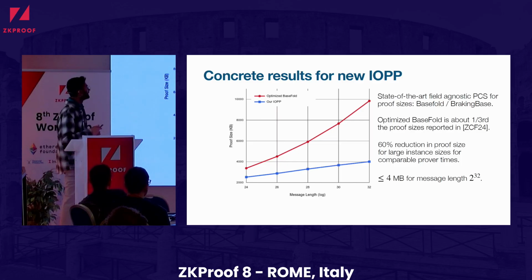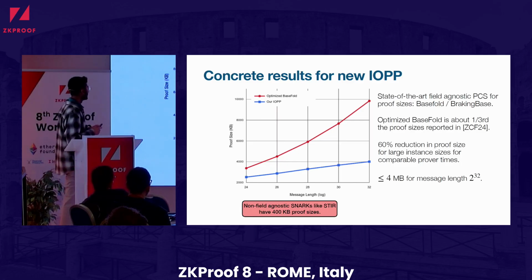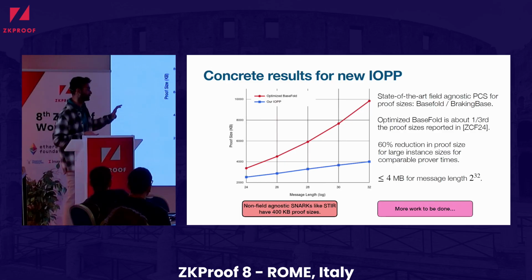I want to say that the work is of course still not done, because as I mentioned before, non-field-agnostic SNARKs like STIR have 400 kilobyte proof sizes. So there is still quite a big gap between what we achieve and what STIR can get. I believe that even though we are able to get better proof sizes than Basefold, there is still a good amount of work to be done on the IOPP front for our paper. And I think Giacomo and I both believe that we can do much, much better than what we already have.